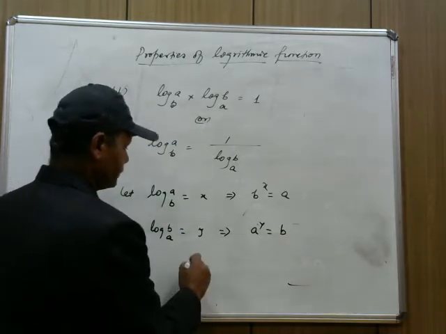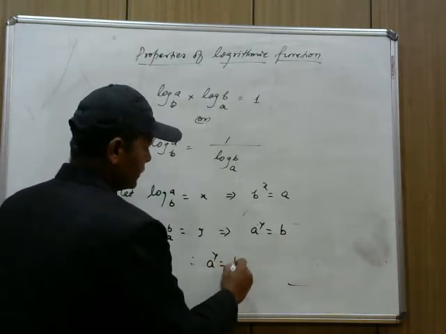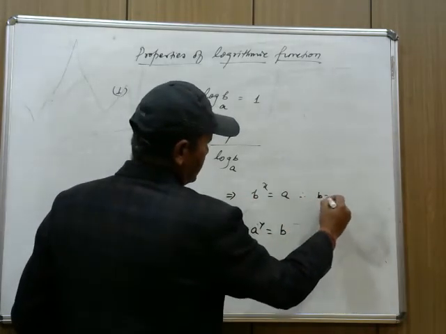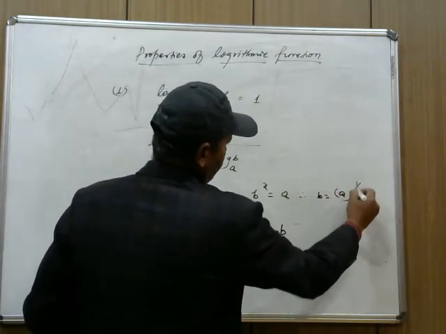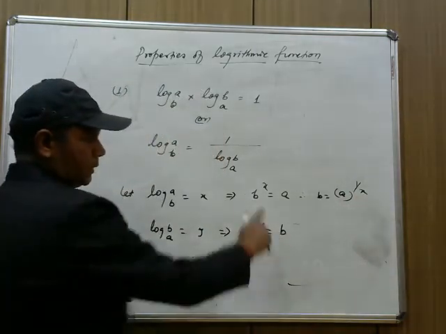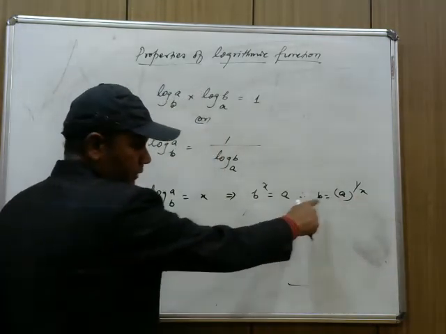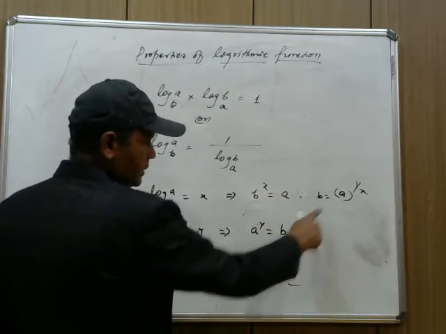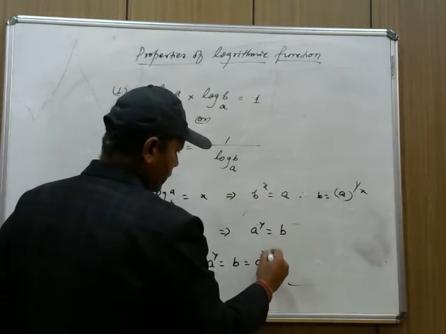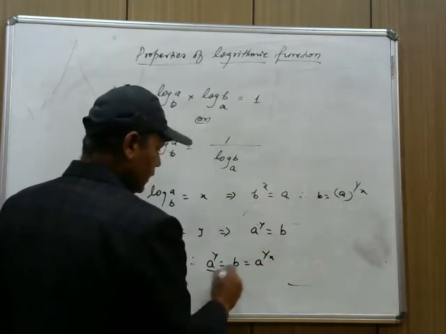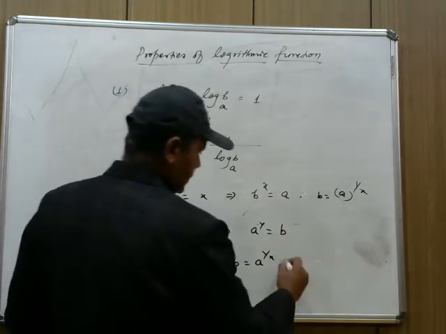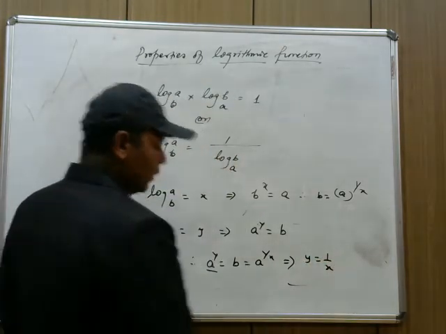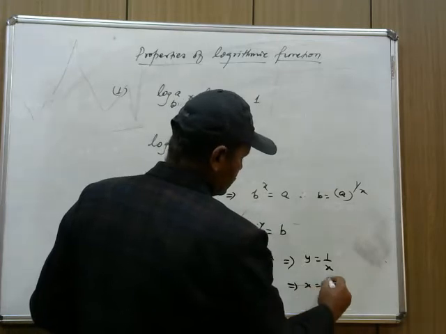b to the power x is equal to a and a to the power y is equal to b. Now tell me, a to the power y is equal to b, and b to the power x is equal to a, therefore b is equal to a to the power 1 by x. Can I write or not? So now b is equal to a to the power 1 by x. a to the power y is equal to a to the power 1 by x. It gives you y is equal to 1 by x, or it gives you x is equal to 1 by y.